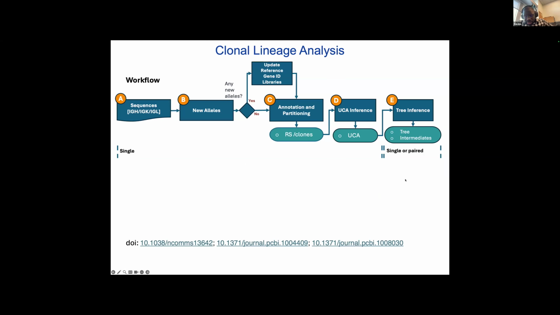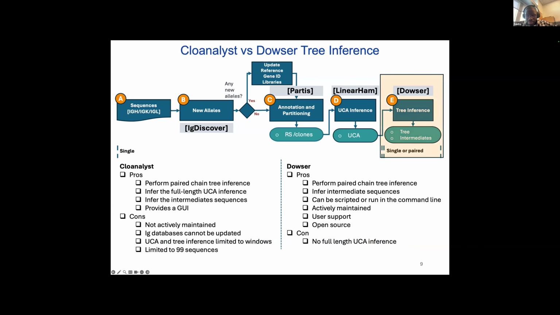So to address these challenges, we have had to modify our analysis workflow. We have integrated new tools, including IgDiscover to infer new alleles in our dataset, Partis to perform annotation and partitioning using these new databases, such as KimDB and ASC, and Lineages from Eric Matsen's lab at the Fred Hutch to infer UCAs. However, we still needed a way to perform paired chain phylogenetic tree inference. And that's where Dowser comes in.